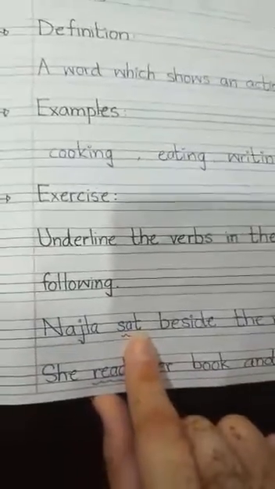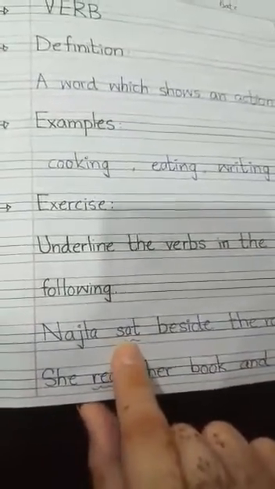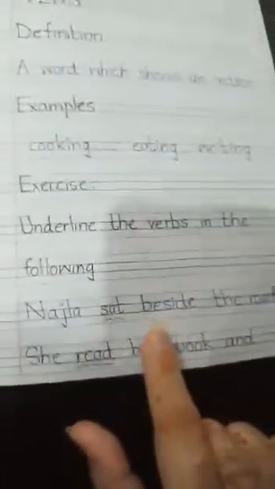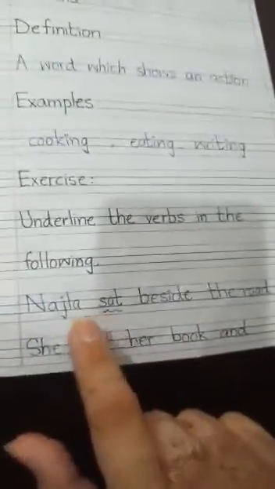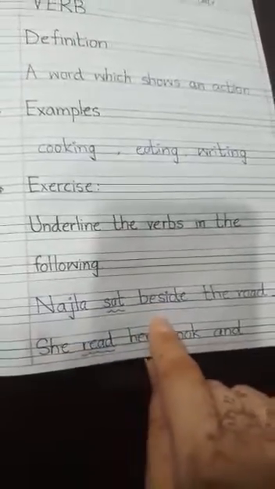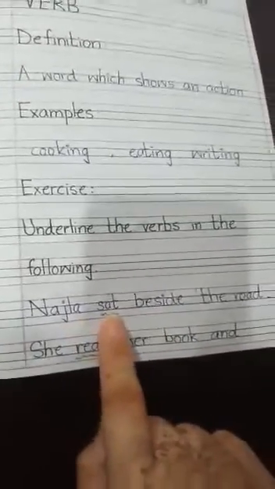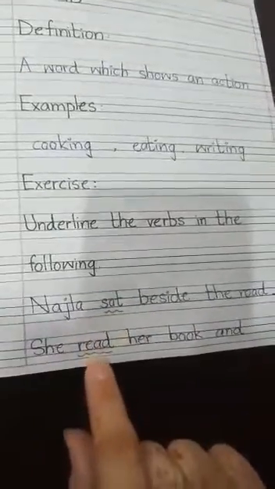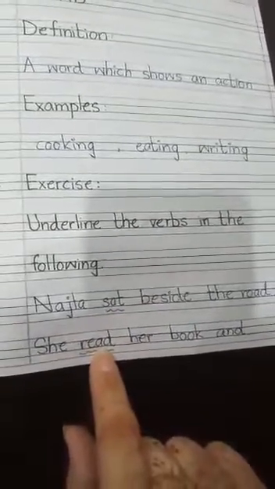Then look at the words. Those words are verbs. So you have to do what? You have to underline all the verbs in this passage or paragraph. First one is sat. Underline sat. Number 2 is read. Underline read.